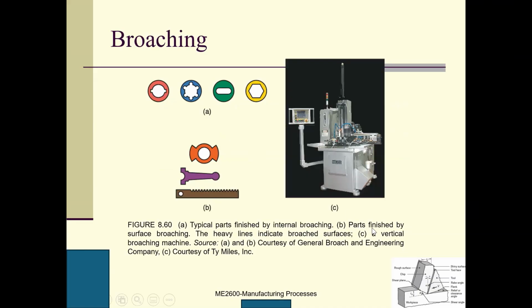B is a part finished by surface broaching. The heavy lines indicate the broached surface. See, the heavy lines, the broached surface. So C is a vertical broaching machine, just for broaching.